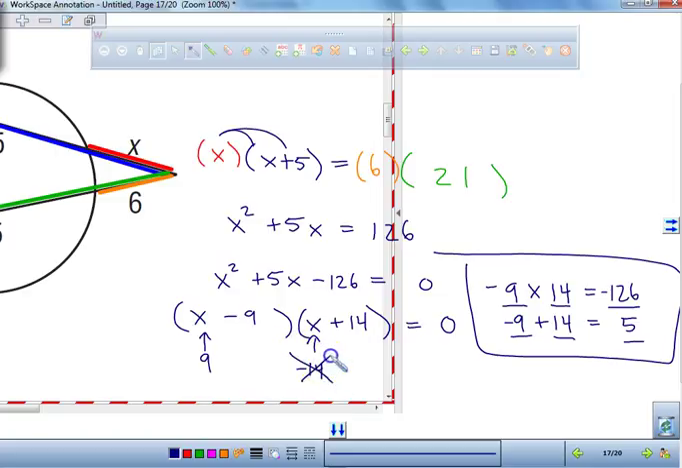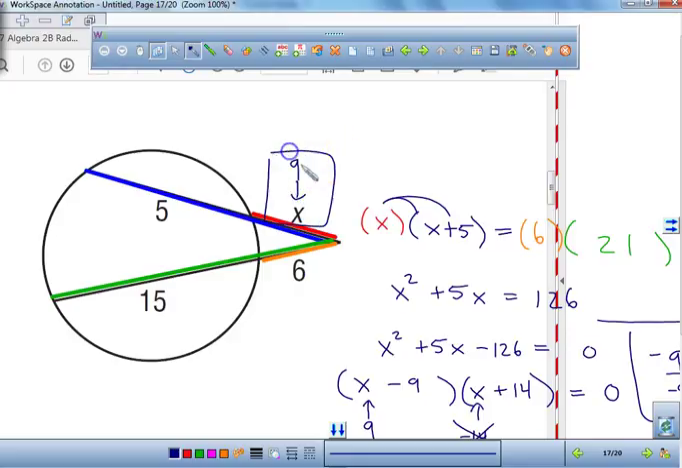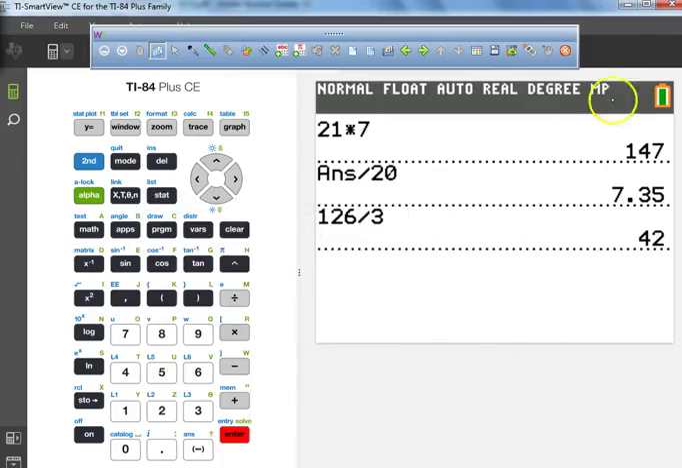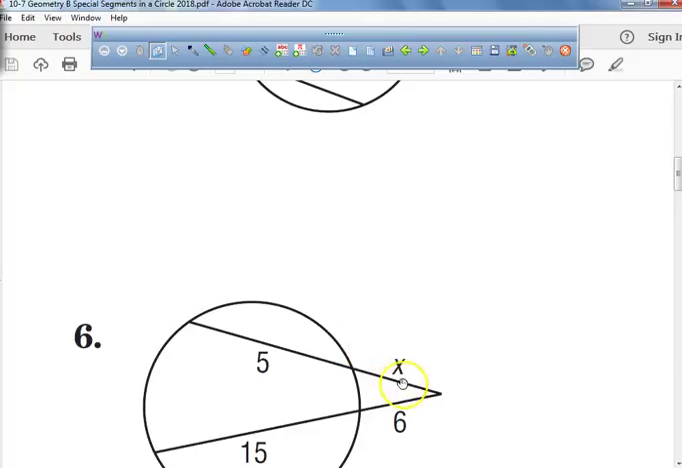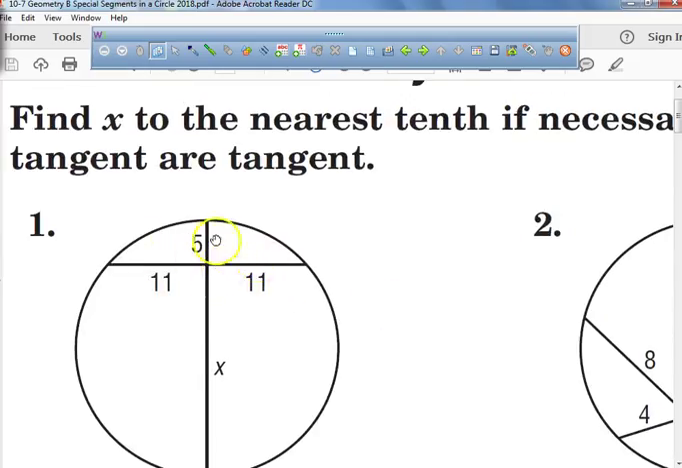Which answer would be the one that's not going to make sense when you're dealing with distances? Negative 14. We're going to cross you off and call you extraneous. So what's my final answer that will work? 9. Yes, that's the number that you're searching for that we just found. Okay. All right. So just remember, when you're doing these problems, they're either going to intersect on the outside or they're going to intersect where? On the inside. These are the easiest problems. This is the one that you hope that you get on a quiz.